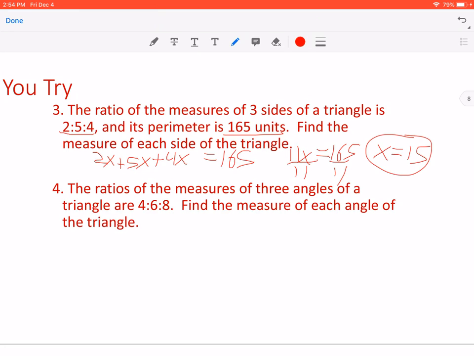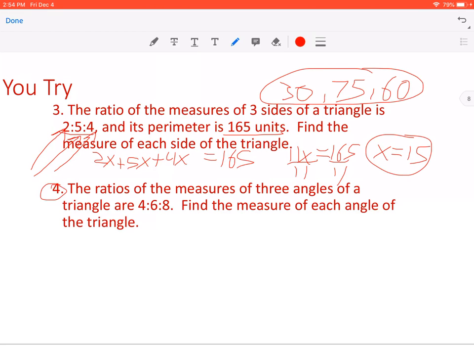So again, if x is 15, 15 times 2, one side is 30. 15 times 5 is 75. 15 times 4 is 60. Those are your three answers there, all right? And then look at number 4. Now we're doing ratio of the angles. Remember, angles add up to 180. They're not going to tell you that. They expect you to know that.